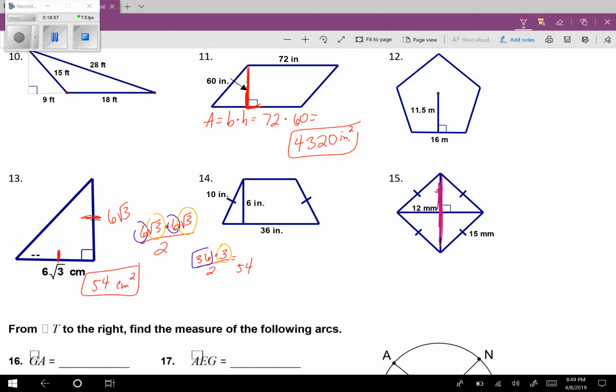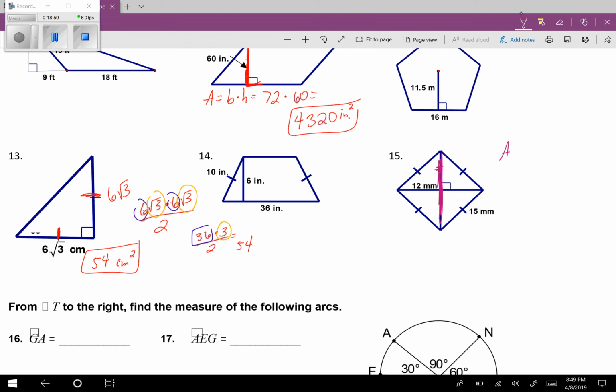We got to figure out our other diagonal because the area is 1/2 d1 times d2. Well, right now we know d1. This half is 12 and this half is also 12. So d1 is 24 from end to end, 12 plus 12. Now we have to figure out d2, the other part here. And in order to do that, we have to use Pythagorean Theorem.